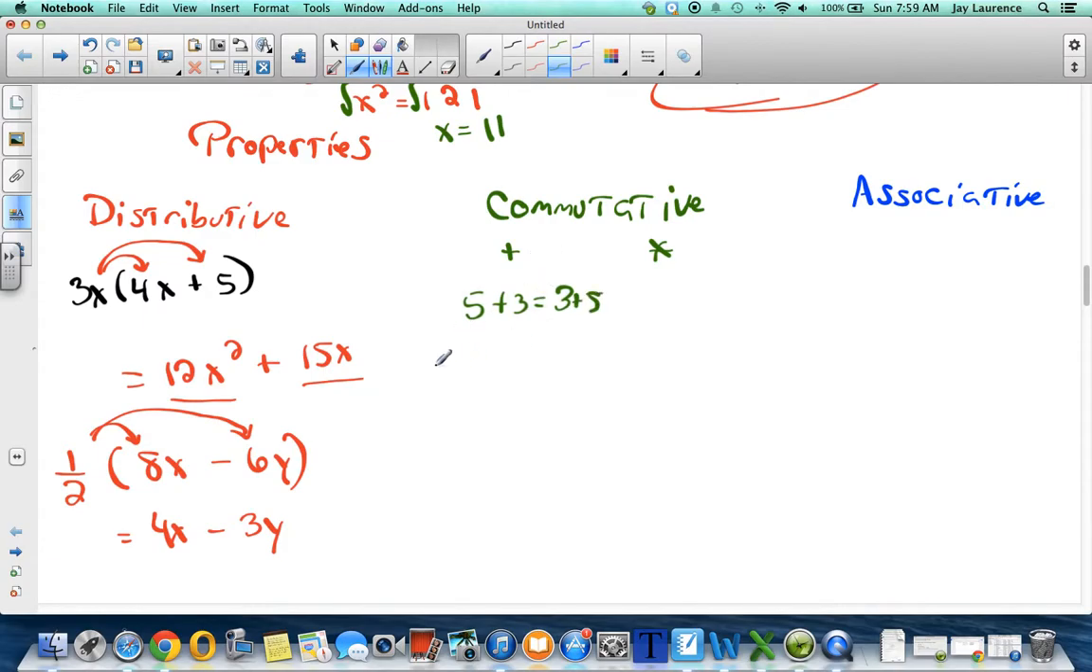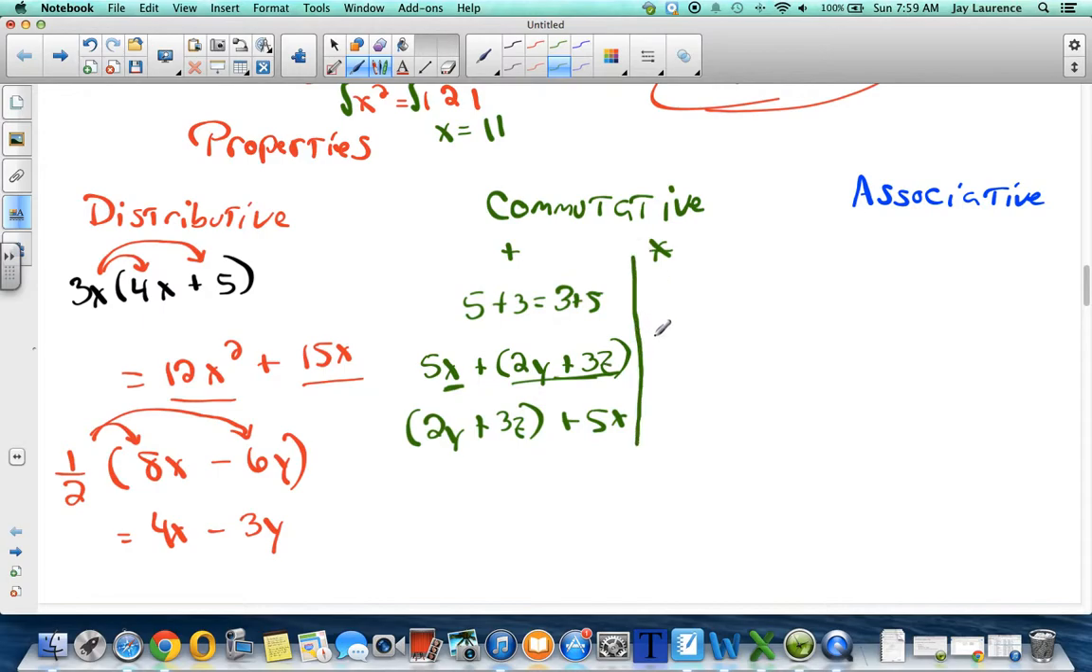Okay, it might look more like this. 5x plus the quantity of 2y plus 3z. And I'm going to say that's the quantity 2y plus 3z plus 5x. I just demonstrated the commutative property. Notice the order changed, okay? And you have to indicate if it's addition or multiplication.